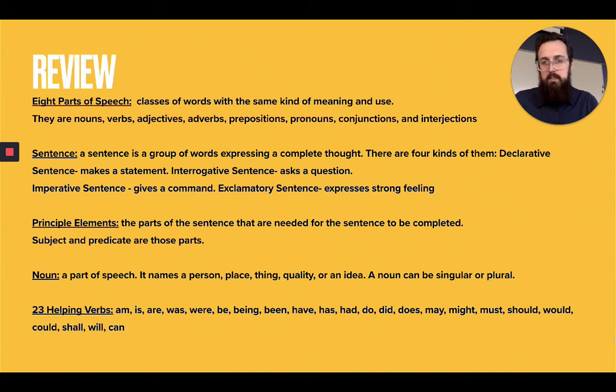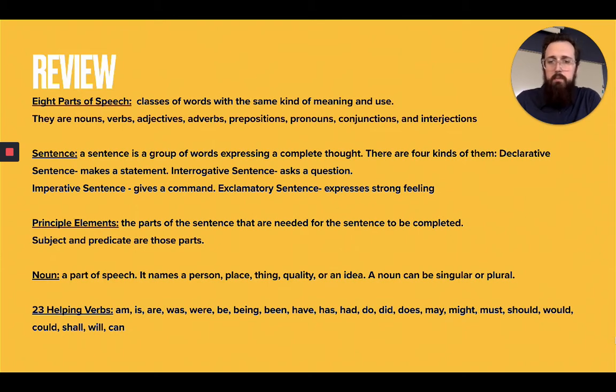A sentence is a group of words expressing a complete thought. There are 4 kinds of them. A declarative sentence makes a statement. An interrogative sentence asks a question. An imperative sentence gives a command. An exclamatory sentence expresses strong feeling.